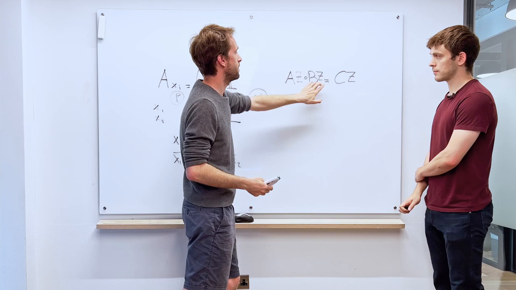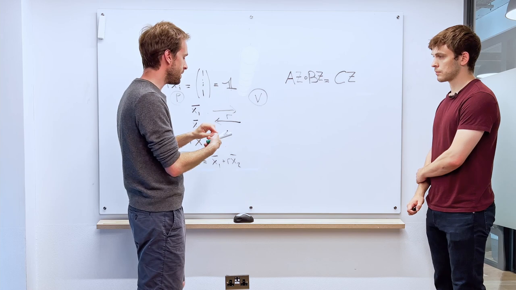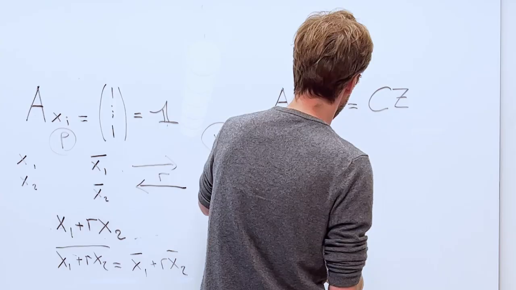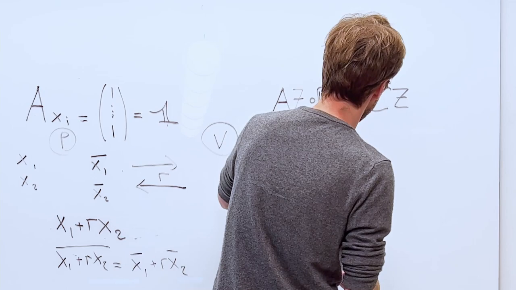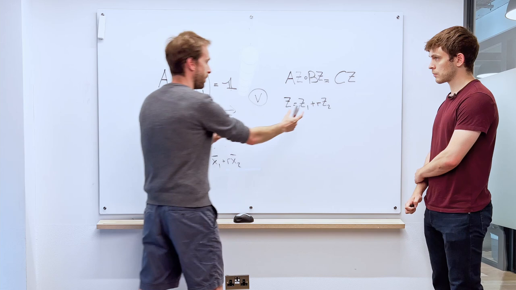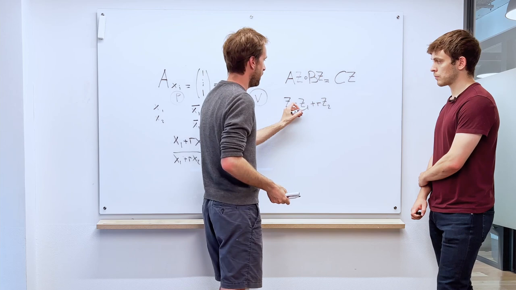Now, it turns out that with this trick of taking a linear combination, let's imagine that Z is going to be a random linear combination of Z1 plus a random coefficient times Z2. It turns out that if you plug in a Z like this and you expand it out, you get cross terms. And by cross terms, we mean when you have both indices 1 and 2 that are involved.